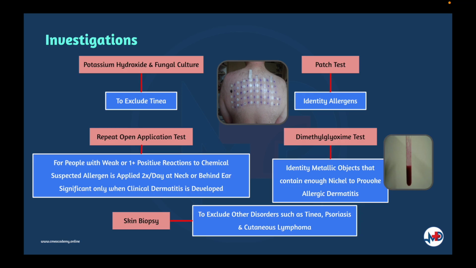Ultimately, skin biopsy is an option to help exclude other disorders, particularly tinea, psoriasis, and cutaneous lymphoma. The histology will show inflammatory infiltrate in the dermis, predominantly containing lymphocytes and other mononuclear cells. Epidermal edema such as spongiosis and microvesicle formation may be seen. Lastly, hyperkeratosis and parakeratosis may be seen in the epidermis and stratum corneum.